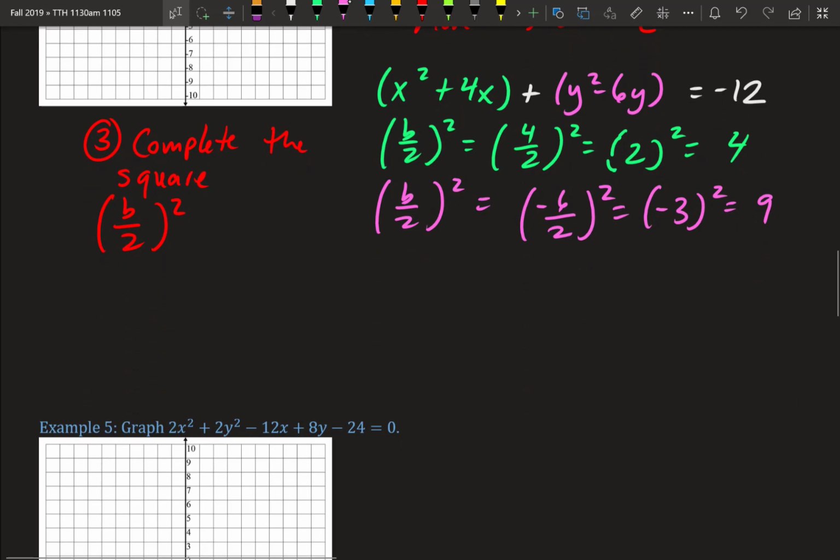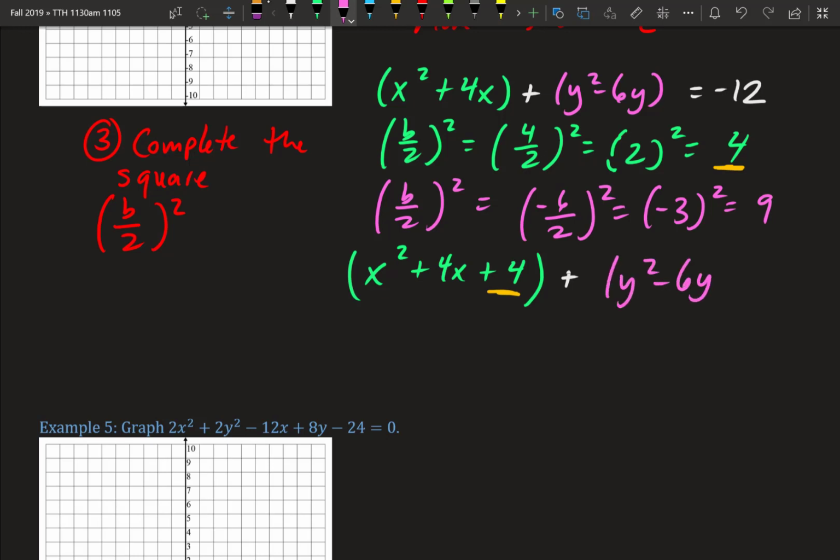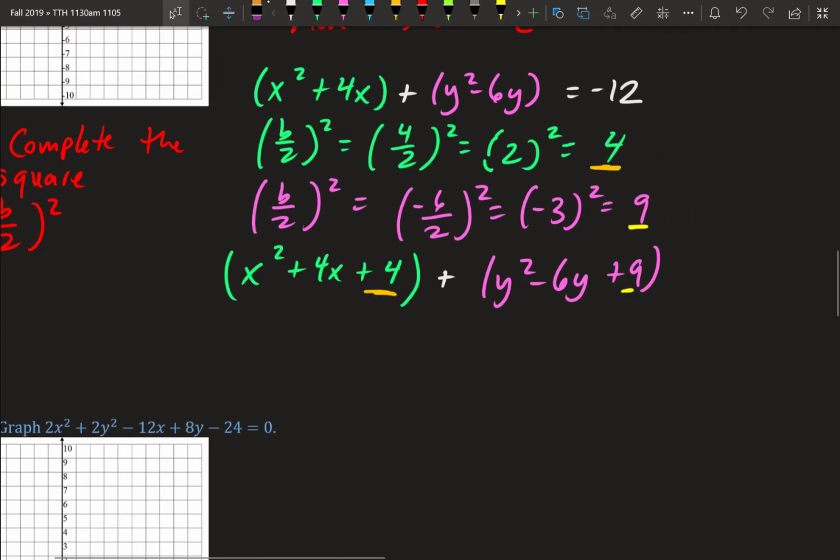Now we're going to add that to the x's and to the y's appropriately. So we're going to do x squared plus 4x plus 4, and this plus 4, I got it from right here. Go ahead and wrap it in parentheses. Always a plus in the middle. And then we're going to do the same thing with the y's. So we'll have y squared minus 6y plus 9. And I got that plus 9 from right there. And since I added it to one side, I need to add it to both sides. So I'm going to do plus 4 and plus 9.